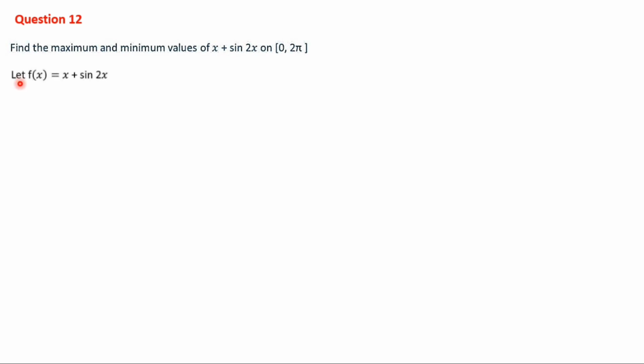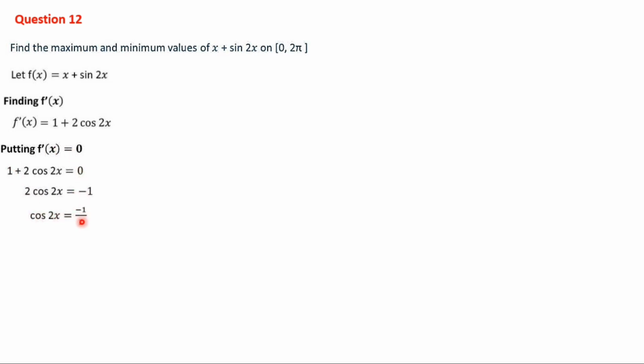Next we shall discuss question number 12. Find the maximum and minimum values of x plus sin 2x on the closed interval 0, 2 pi. Let f of x is equal to x plus sin 2x. Then finding f dash x means we have to take the derivative. Derivative of x is 1, derivative of sin 2x is cos 2x into the derivative of 2x, which is 2. So 1 plus 2 cos 2x is f dash x. Equating f dash x with 0, 1 plus 2 cos 2x is equal to 0. Then 2 cos 2x is equal to minus 1, the 1 coming to the right side. Then cos 2x is equal to minus 1 by 2.